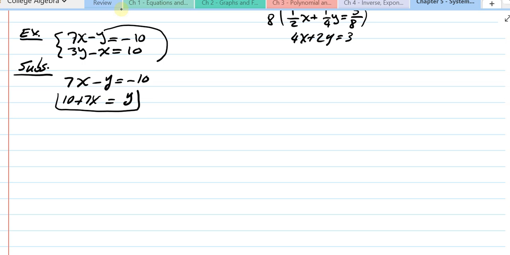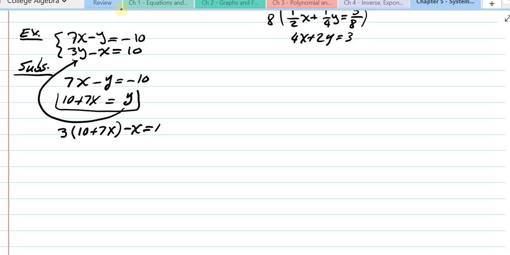And then I'm going to substitute, hence the name substitution. We're going to substitute in the other equation, the second one. If you plug it back into the first equation, this one, you simply get an identity. The equation is going to say -10 equals -10. So it doesn't help us solve anything. So let's substitute for y in the other equation. So this other equation now is 3y, but then remember y is 10 plus 7x, minus x equals 10.